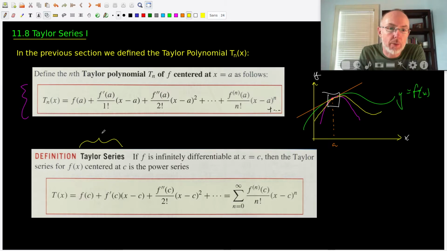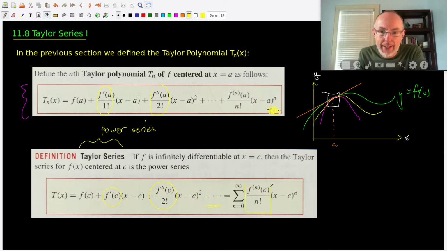This is a power series, and it's centered at c in this case, which is the notation the book uses. For some reason the Taylor polynomials were centered at a, but then once we got to Taylor series, which is this unending infinite series, this is now centered at the point c, and you can see it's got the same form. The coefficients are the same. We derived these coefficients in the previous section, so they're the same coefficients. We just keep doing it forever.